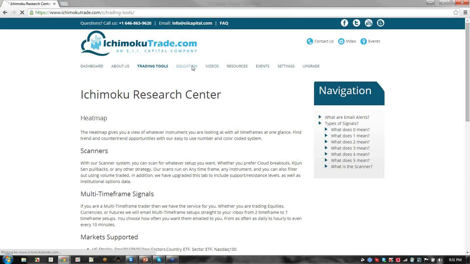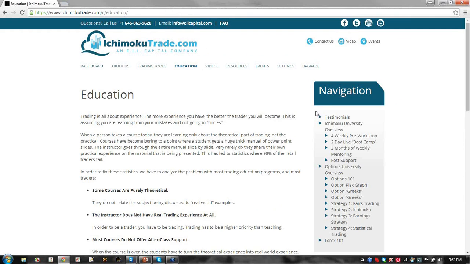Next is the Education tab. If you click on Education here, this goes through our education, which is our university program, and it covers everything in here. If you're interested in Ichimoku and learning more about Ichimoku, there's information here. If you're interested in learning about options, there's all the information here. This basically is our university education program, and it goes through everything in great detail. These are not workshops, but a university program.